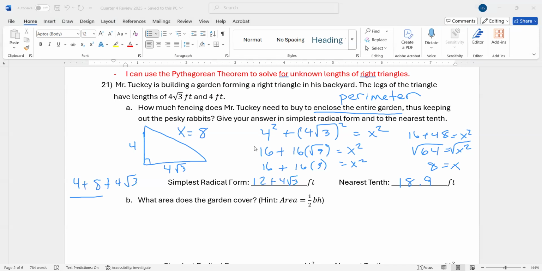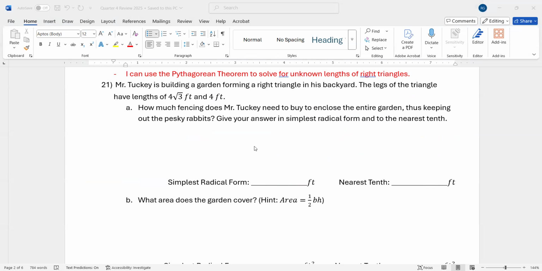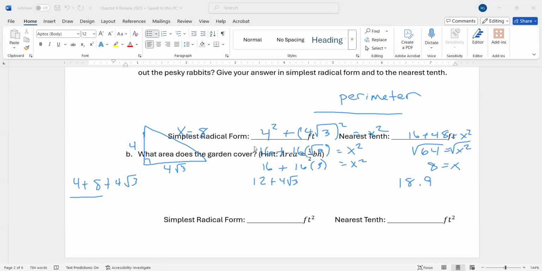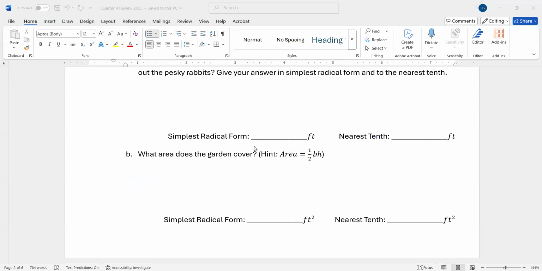It says, what area does the garden cover? So go ahead and clear all of it. The area of the garden is base times height, and the base was 4 radical 3, and the height was 4. The 8 was the hypotenuse. That doesn't go into the area. The base and the height are the two legs of the triangle.